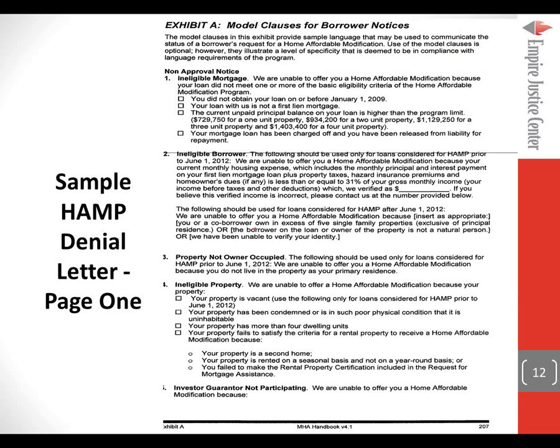Essentially, the reason I put this up there is to show you that if a homeowner is not approved, the bank has to give the specific reason as to why. So some examples. The loan doesn't qualify for HAMP because it doesn't meet some of the very initial requirements we talked about all the way back in our first webinar. The property is ineligible for some reason.